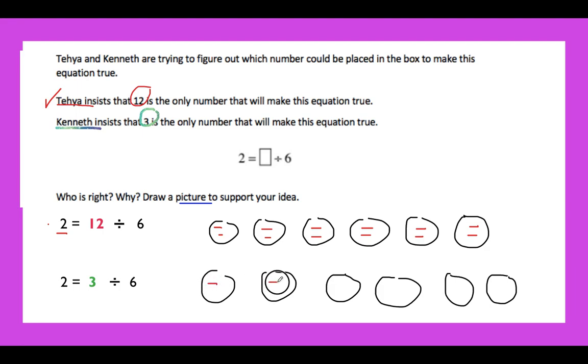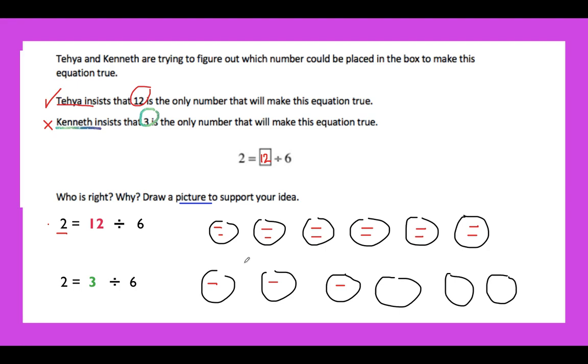1, 2, 3. Are there 2 in each circle? No. So Kenneth is incorrect. 6 cannot go into 3 2 times because 6 is a bigger number. So that does not work. So Taya is the only one that's correct. I'm going to write 12 right in the box. And it said draw a picture to support your idea, which we did with our circles and our lines. And where it says who is right and why, you should be writing a sentence that Taya is correct because, and you can explain what we did in our picture to show why Taya is correct.